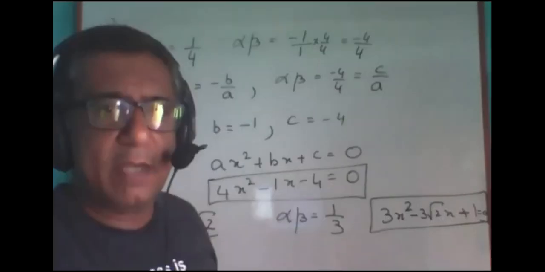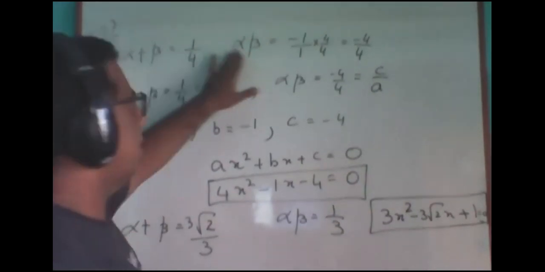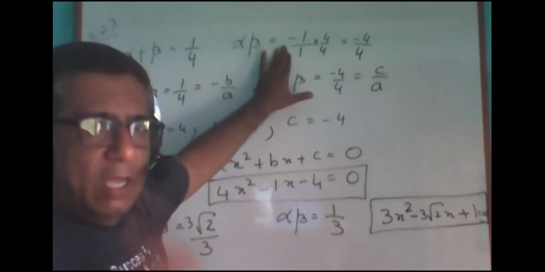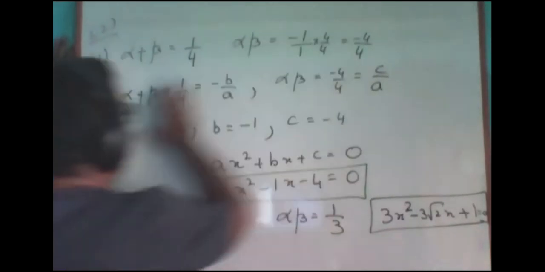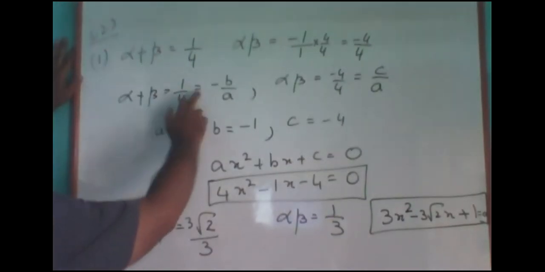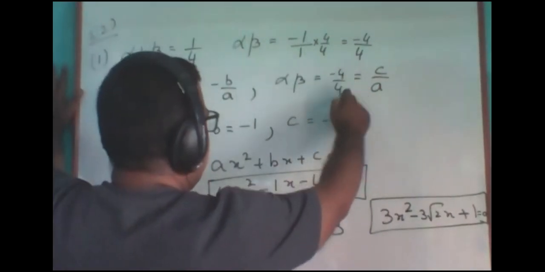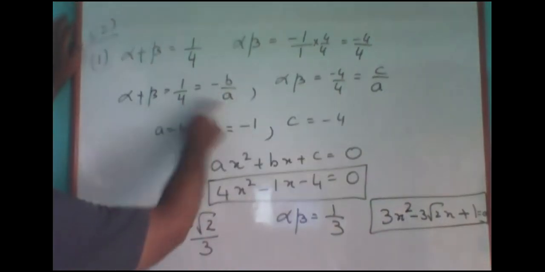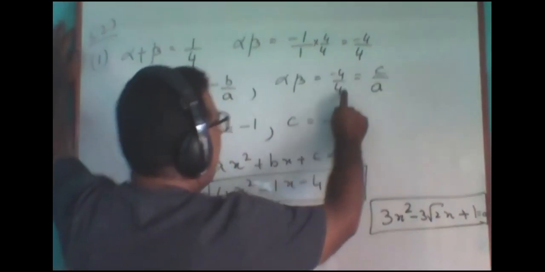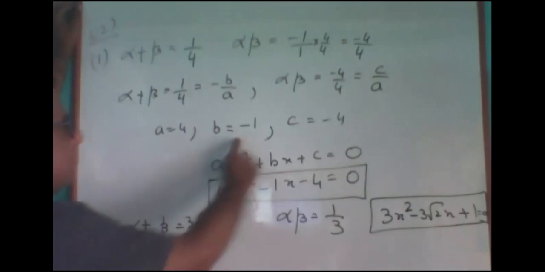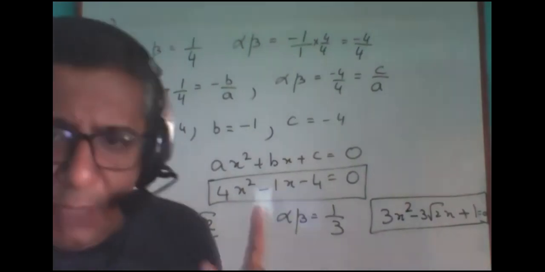Question 2 first part. Can you see on the board? Alpha plus beta is equal to 1 by 4. Alpha into beta is minus 1. Now you should remember the denominator should be the same. So what I did, I multiplied by 4 over here. Then alpha plus beta is equal to 1 by 4, which is always equal to minus b by a. Alpha into beta is equal to c by a, that means minus 4 by 4. Now in front of a we find 4, in front of b minus 1, in front of c minus 4. So we got a is 4, b is minus 1, c is minus 4, and put these values in the quadratic equation. So I hope this is clear up till now.